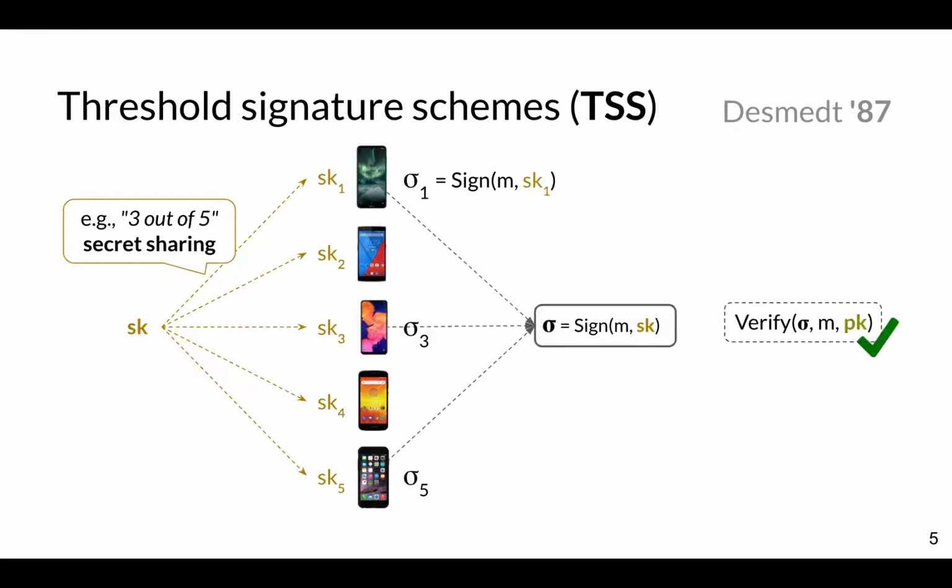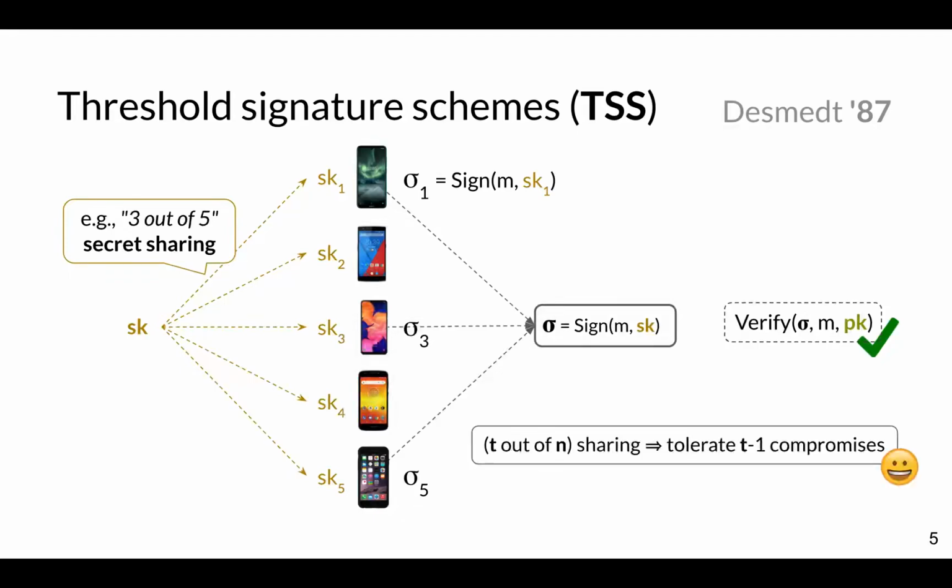And then the verifier could take this signature sigma, this aggregated signature, and verify it under the public key corresponding to the secret key. And in fact, the verifier can be completely oblivious that this is a threshold signature scheme. And the nice thing is that if you do this T out of N sharing, where you need T players to construct a signature, you can tolerate up to T-1 compromises. So it gives you a lot of resiliency. And this is useful for a lot of applications.